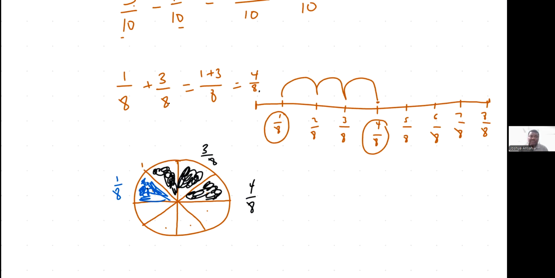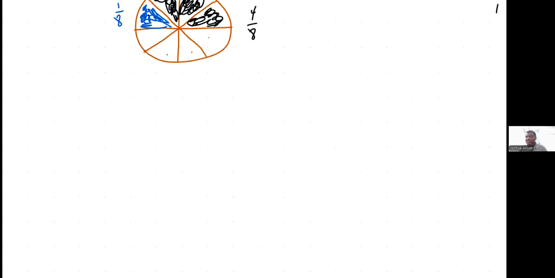Add the numerators and maintain one of the denominators. That is for addition and subtraction of fractions with like denominators or same denominators. When it is subtraction, it is the same thing. So let's say I have 7 out of 11 minus 3 out of 11. What do I do? 7 minus 3 out of 11. And 7 minus 3 is 4 out of 11.